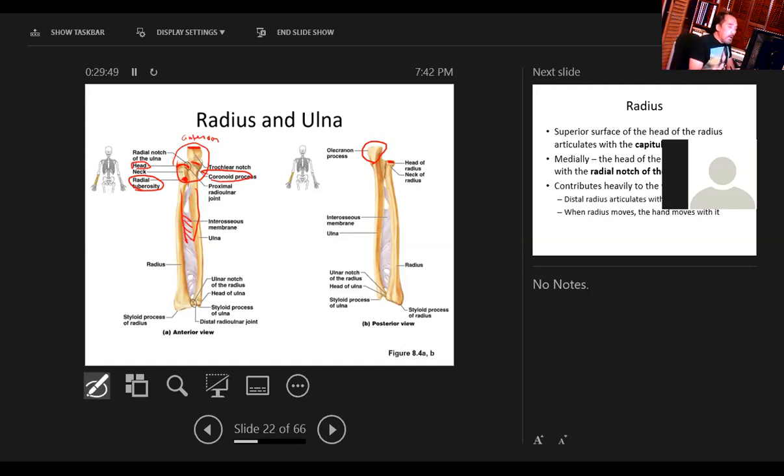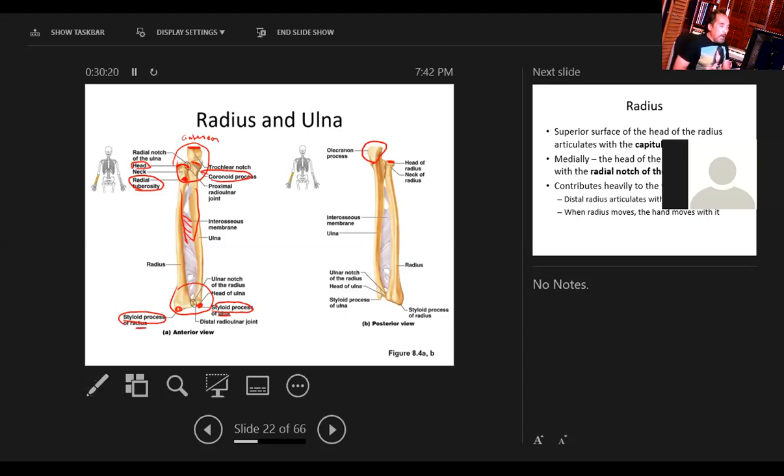Then when I look down at the distal end, the two bones will actually join together, but there's less movement there. And there's going to be two bumps here at the distal end. Those two bumps are the styloid process, okay? This is going to be the styloid process of the ulna. This is going to be the styloid process of the radius, okay?